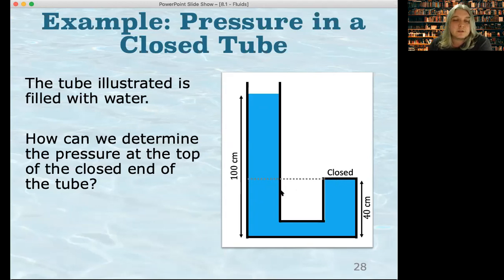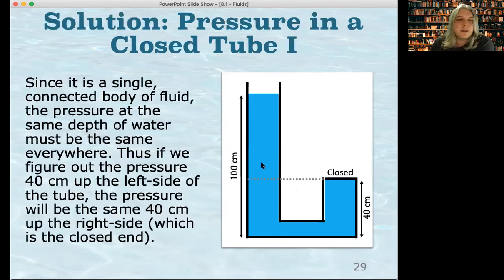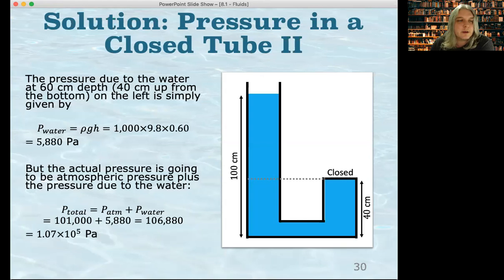And of course, pressure is just rho g h. So the pressure is going to be the density of water, 1,000, times g, which is 9.8, we all know that, times the height, which is 0.6 of a meter, switching into SI for our calculation. The solution is just reading out what I've said: it must be the same everywhere. And there's our calculation to give us 5,880 Pascal. So that's the pressure at the grey dotted line due to this stack of water.